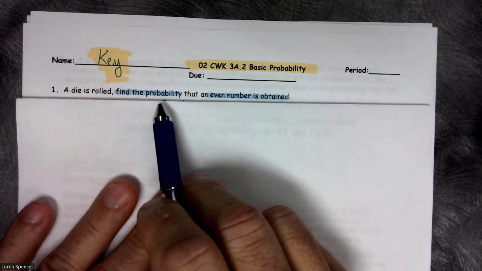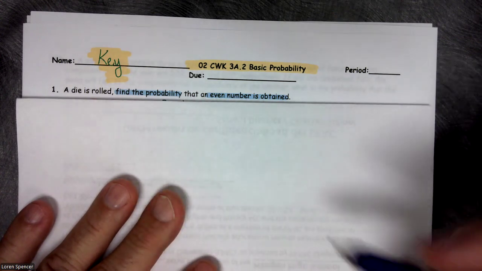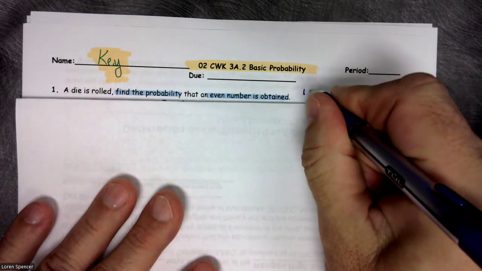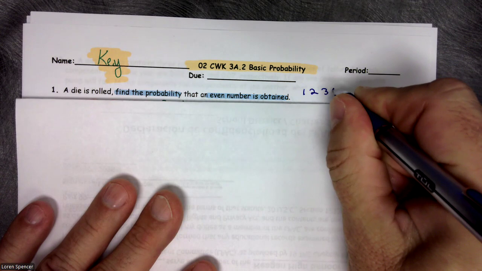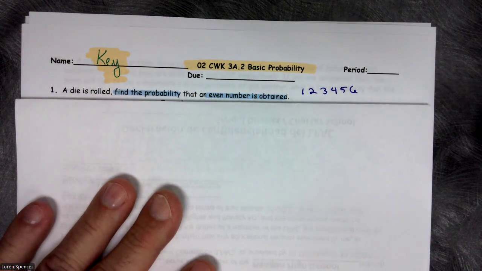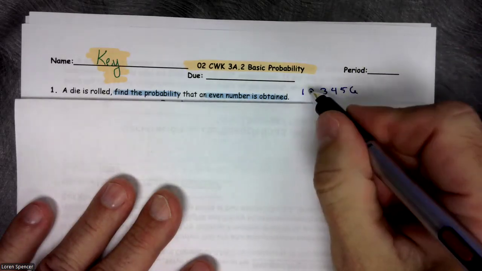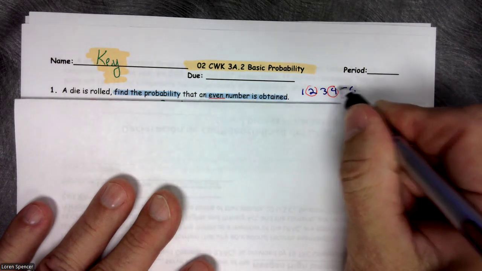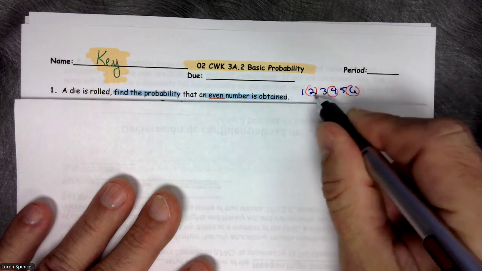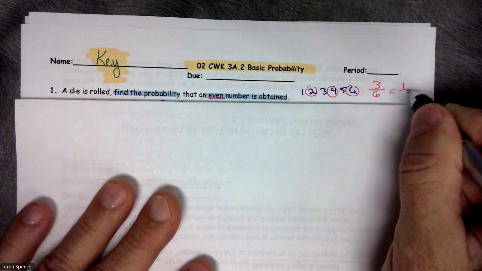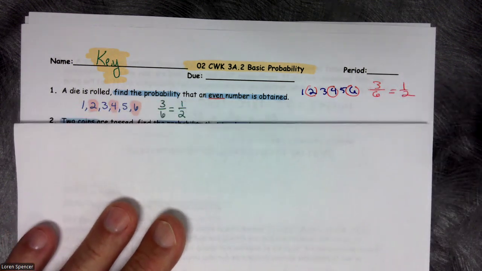So a die is rolled. Find the probability that an even number is obtained. Well, if I roll a die, I can get a 1, a 2, a 3, a 4, a 5, or a 6, which means there are 6 possible outcomes. And I need the even numbers. So that's 2, 4, and 6. So that's 1, 2, 3, 3 out of 6, which reduces to 1/2.